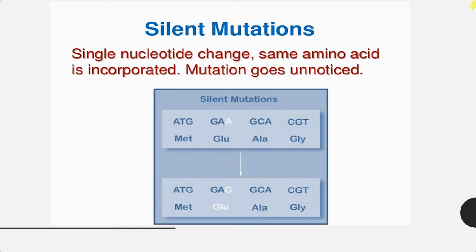Here we are given the example. See, GAA is a genetic code which represents your glutamate. A single base is altered, instead of A we have G, and it results in the same amino acid. So whatever protein is being produced will remain the same.